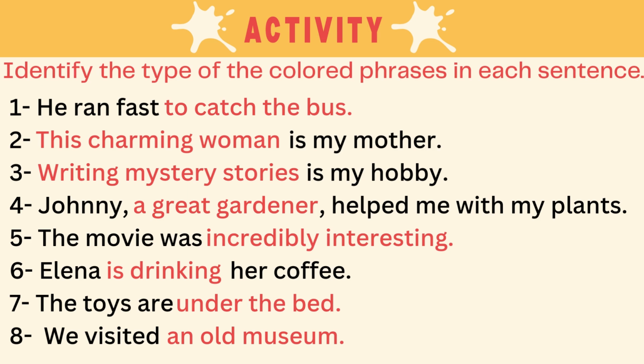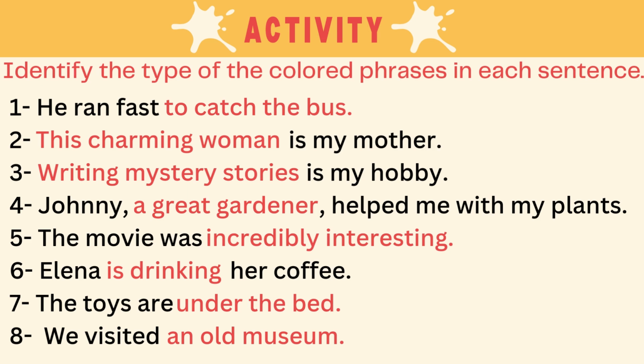Number 4. Joni, a great gardener, helped me with my plants. What is the function of a great gardener here? Isn't it giving more information about Joni? Yes, it is. So this is an appositive phrase. Number 5. The movie was incredibly interesting. Incredibly is an adverb, which makes this phrase an adverb phrase.